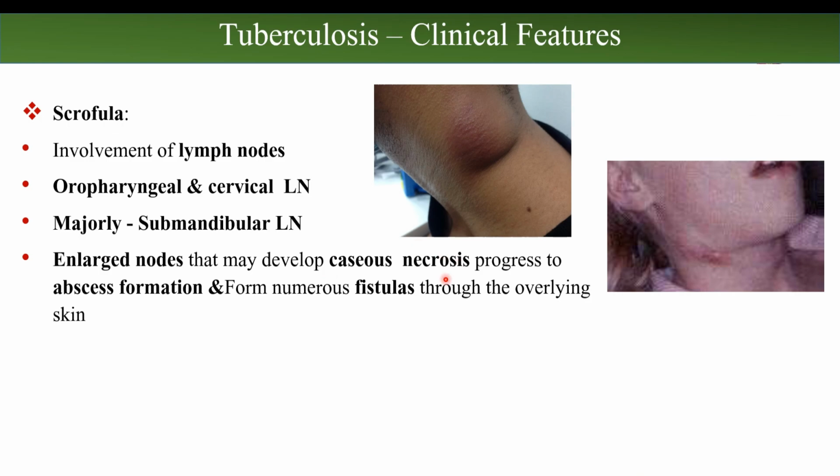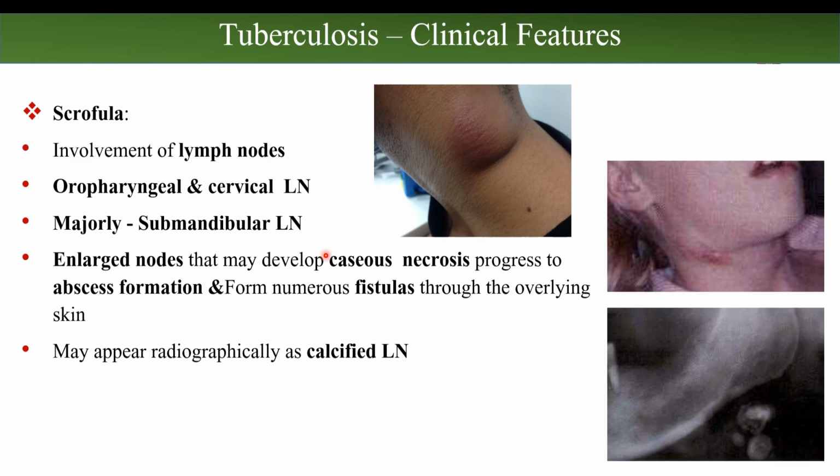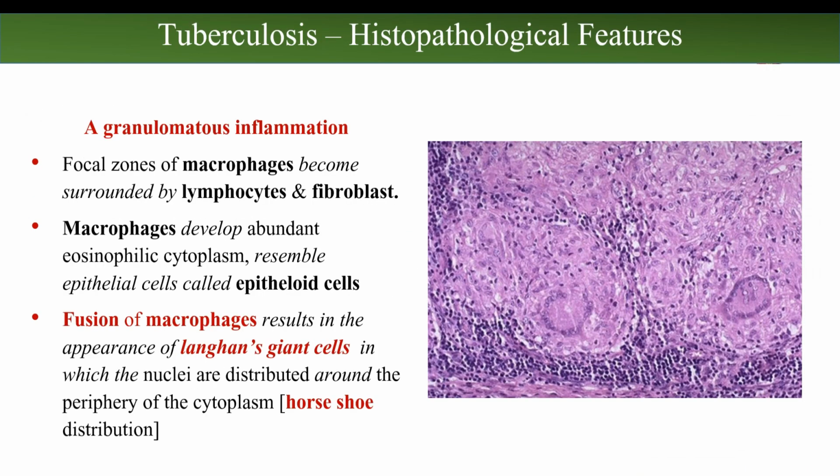I hope you all remember from general pathology the meaning of caseation necrosis. And if you remember, we had discussed tuberculosis under caseation necrosis in general pathology, correct? And this caseation necrosis will progress to form an abscess and eventually forms a fistula through the overlying skin. And if you take a radiograph, you will see that the lymph nodes are calcified. Can you see here? Very clearly. So this is another diagnostic feature of tuberculosis.